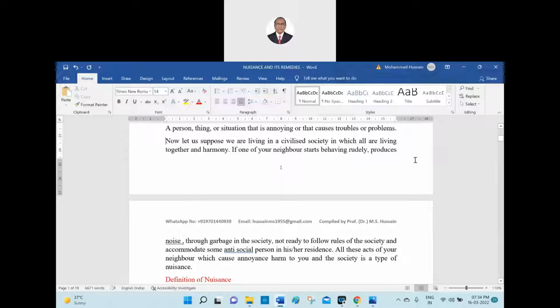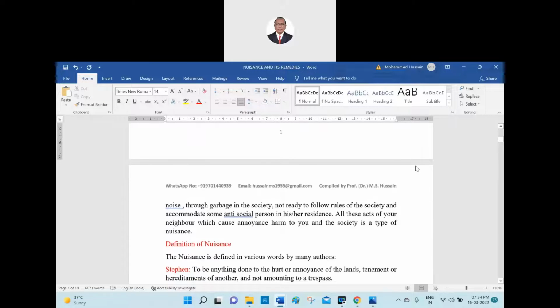Now let us suppose we are living in a civilized society in which all are living together in harmony. If one of your neighbors starts behaving rudely, produces noise, throws garbage in the society, is not ready to follow the rules of the society, and accommodates the same antisocial person at his or her residence, all these acts of your neighbor which cause annoyance and harm to you and society are a type of nuisance.